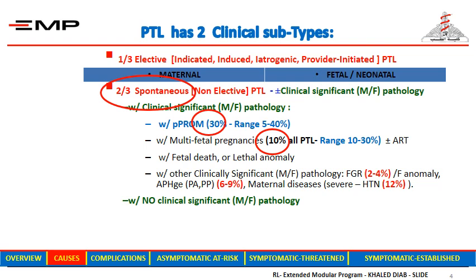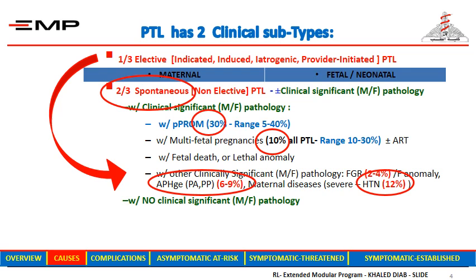30% are accompanied by preterm pre-labor rupture of membranes, 10% accompanied by multiple pregnancies. In this presentation and for clinical management, spontaneous preterm labor will be subclassified into those with or without significant maternal or fetal pathology as shown in the following slides.